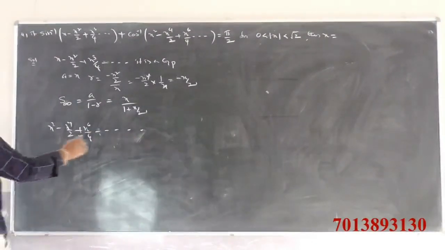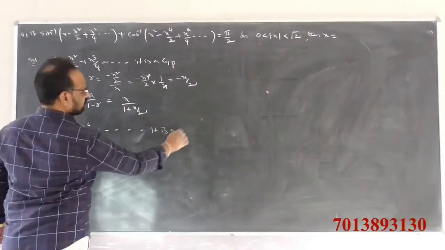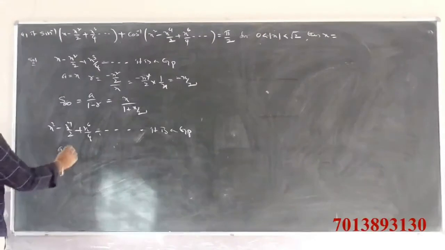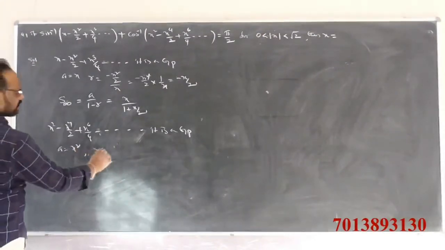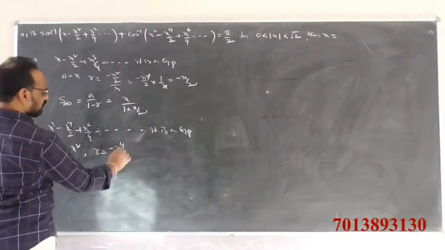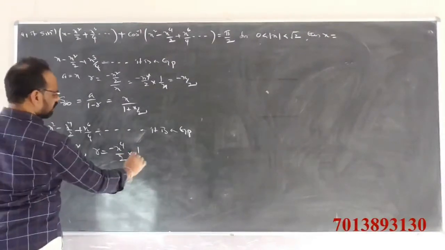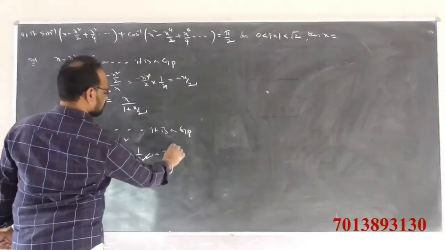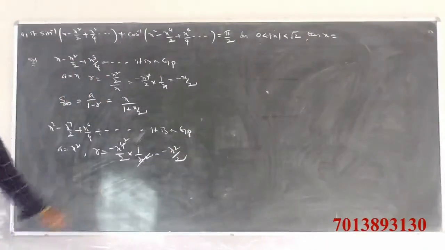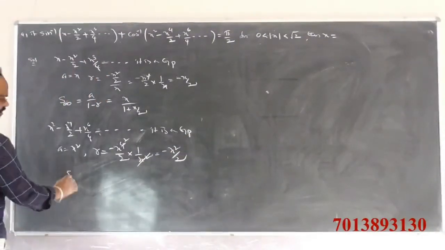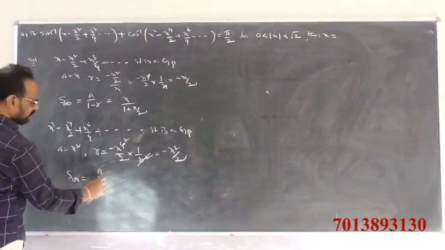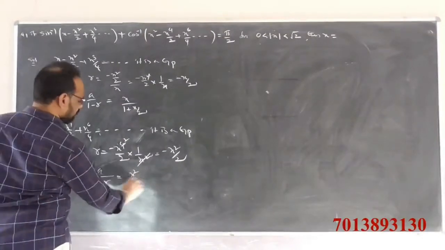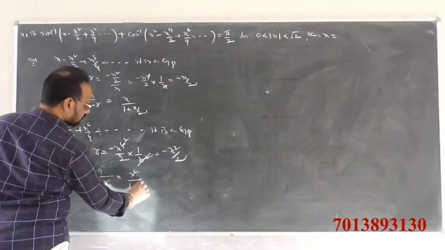So here it is a GP. Clearly first term A is equal to x square and common ratio R is equal to minus x power 4 by 2 into 1 by x square. The x square and this 2 get cancelled. We get minus x square by 2. So common ratio is equal to minus x square by 2. We know that S infinity is equal to A by 1 minus R. A value is clearly x square, and 1 minus R is 1 plus x square by 2.